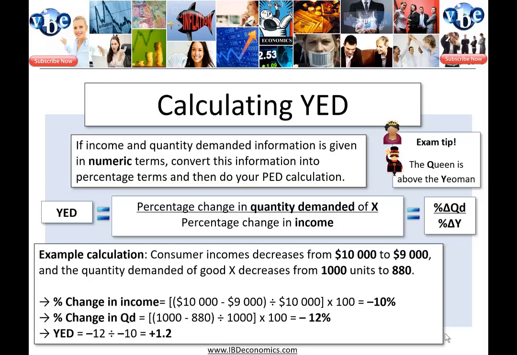And once we've got that information, we've got our two percentages. We can plug that into our formula. So minus 12 divided by minus 10, and that will turn into a positive 1.2.